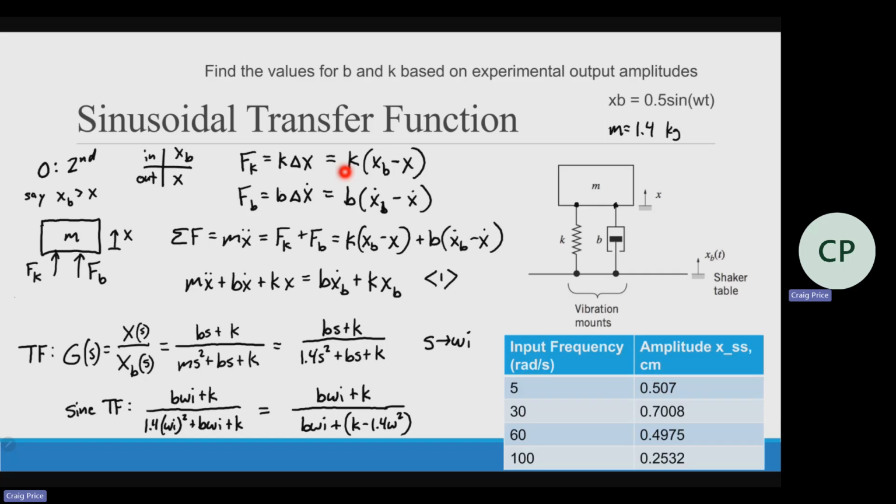Now we have a sinusoidal transfer function. We have two unknowns, B and K, but I've done some testing. I know that based on these different frequencies, I get a different output amplitude. So we're going to go to the next slide because I'm running out of space here.